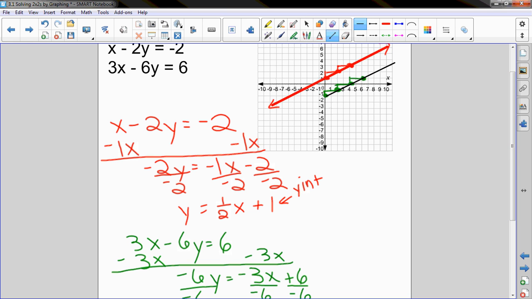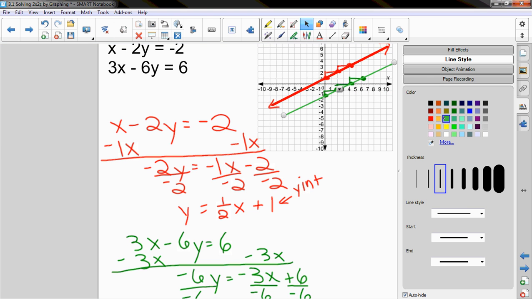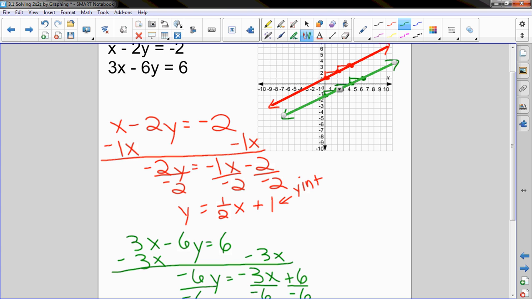What do you think is going to happen when they're parallel? What do you think is going to happen when they don't meet? They're just going to keep going. Is there an answer? No, there's no answer. That's how no solution shows up. No solution will mean they don't meet, so they will be parallel. Let me make this guy green and a little bit thicker, and we'll put the arrows on him. When your lines are parallel, they are a no solution. There's no x and y to make them both true. They don't meet.